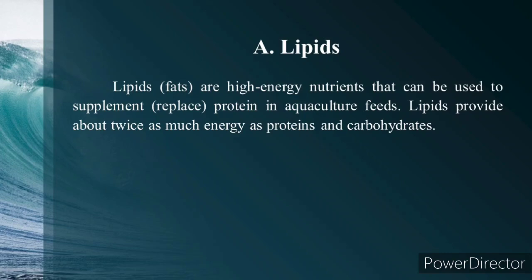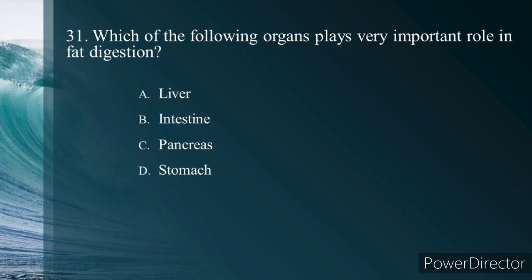Number 31. Which of the following organs plays a very important role in fat digestion? A. Liver. B. Intestine. C.